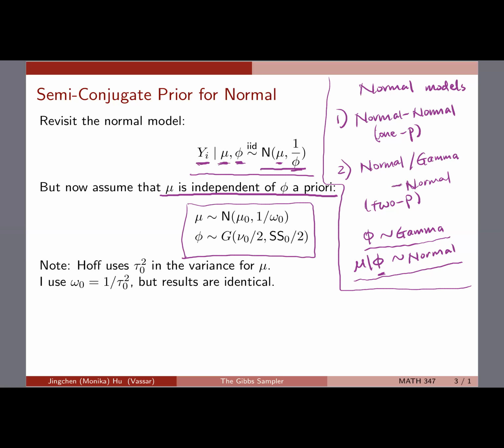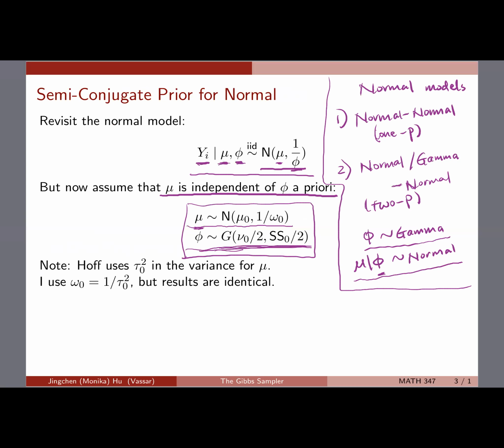So I assume that mu is normal at mu zero, with variance one over omega zero. And then phi is the independent gamma itself. Here the gamma is in the same notation as before. The big difference is that phi is the same, it doesn't change, but mu is now independent from phi. So I just want to highlight that again.